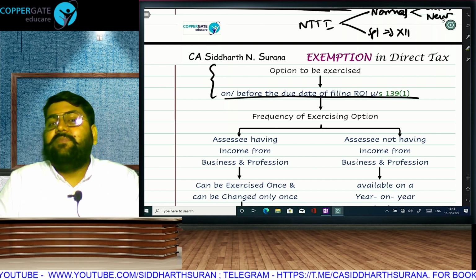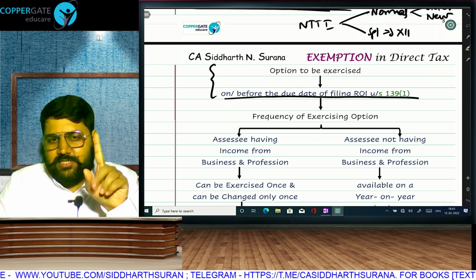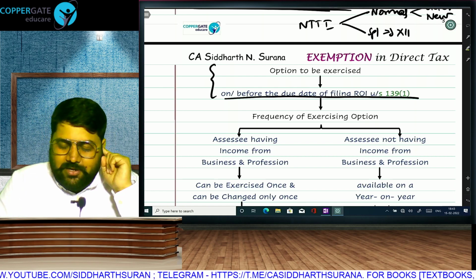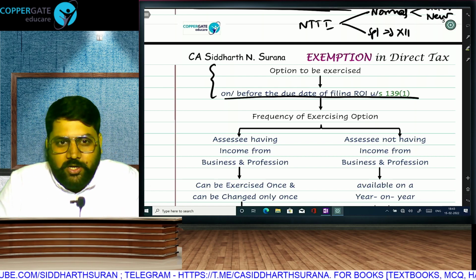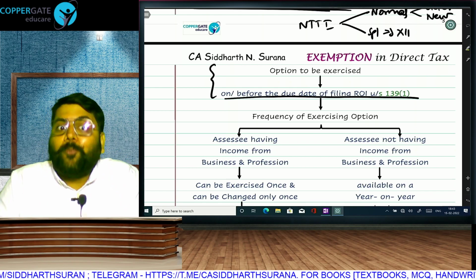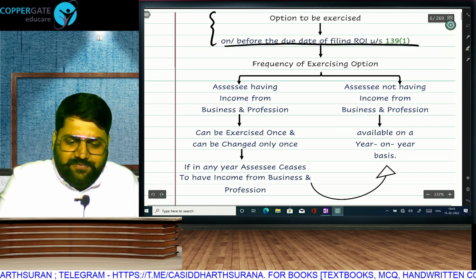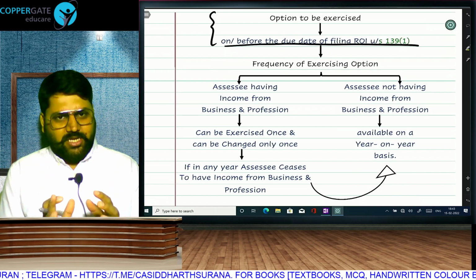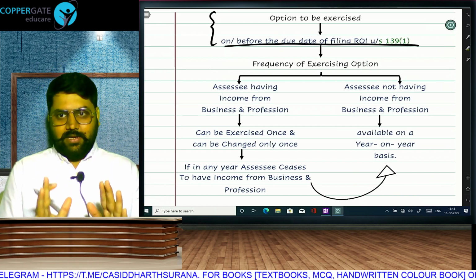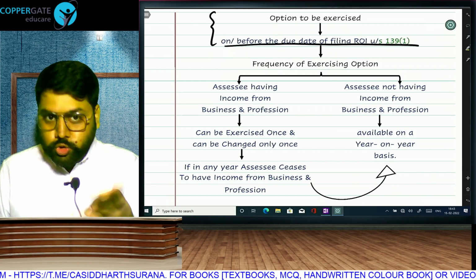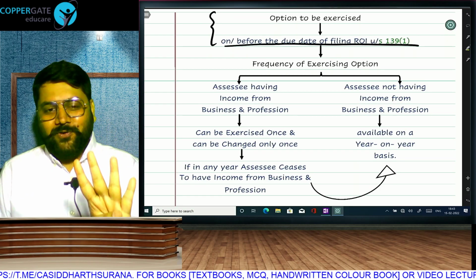But 115BAC is different. 2 points. First point we already saw. This is applicable to non-residents also. That is first point of difference. Second, your option can be changed and it is a little confusing. I will be explaining how this change will work. But before that, I should be clear about the following things. You should be clear.